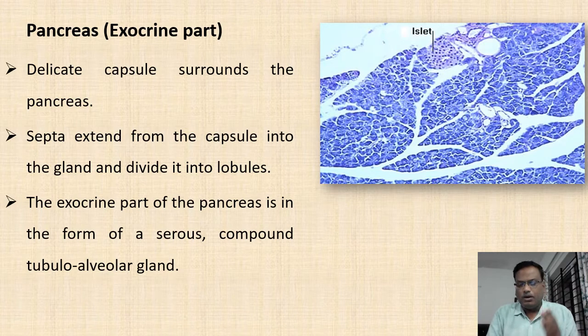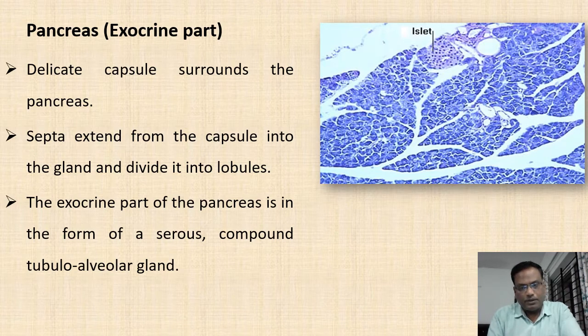And when we take the section, what we observe is the septa. It extends from the capsule into the gland. So the outermost layer is the capsule, and one septa, one wall-like structure. It is nothing but connective tissue, and this septa literally extends inside the pancreas.